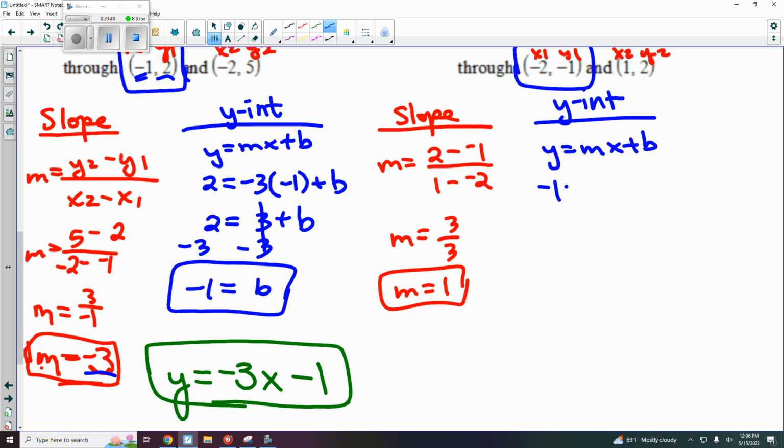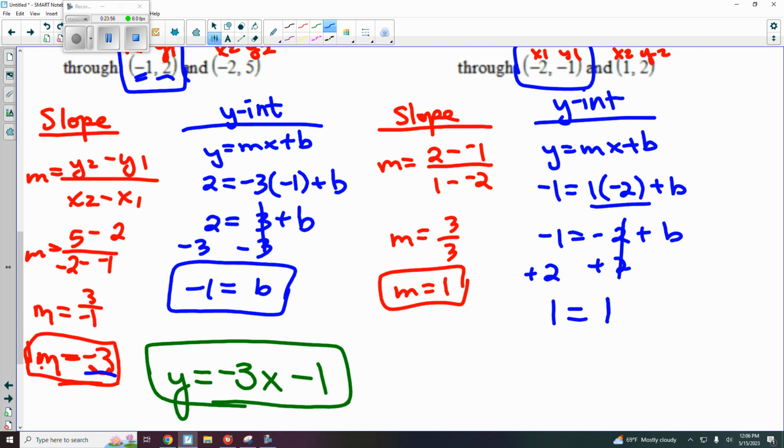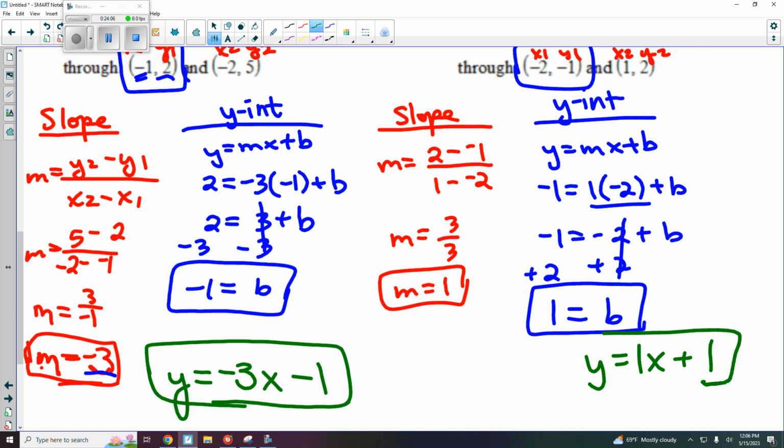So y1 is negative 1 equals m is positive 1, x is negative 2 plus b. Negative 2 times 1 is negative 2 plus b. Because it's a minus 2, we add 2 to both sides. So negative 1 plus 2 is positive 1 equals, 2's cancel, b. There we go. So your final equation is going to say y equals m is 1x, and then b is plus 1. So we're all good. There were 1's everywhere. Don't forget your x or your y.